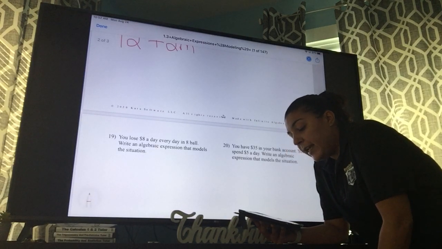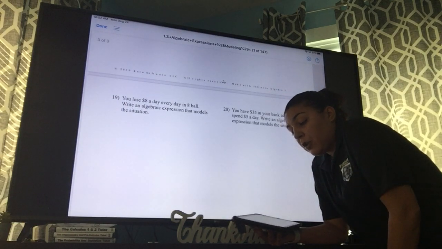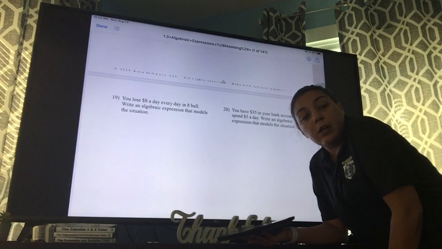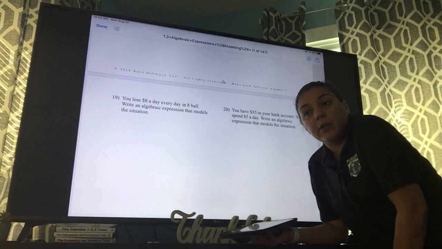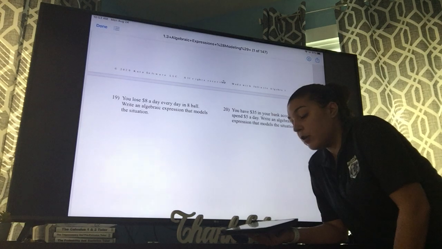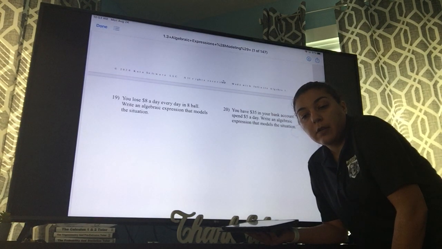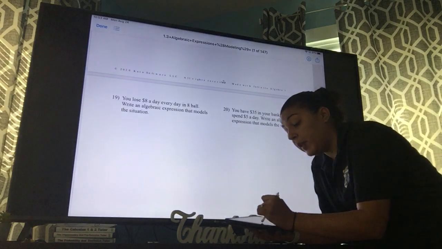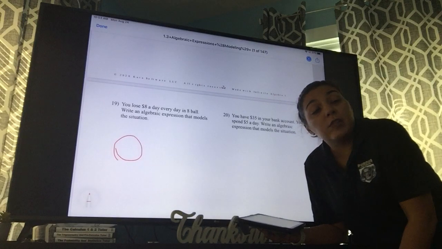Okay, you lose $8 a day every day in 8-ball. So, how much money do you lose on day 0? So, have you played any 8-ball yet on day 0? No. So how much money do you lose on day 0? None, because you haven't played any. So your starting value is going to be 0, and you lose $8 every day.